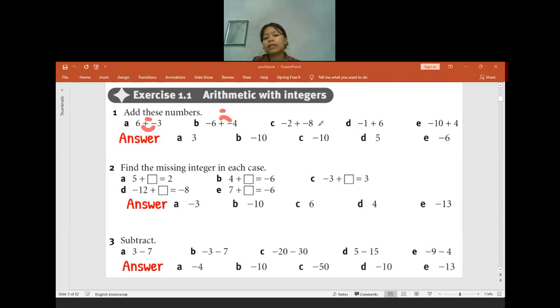Negative 2 minus 8 will be equals to negative 10. Negative 1 plus 6 equals 5. Negative 10 plus 4 equals negative 6.